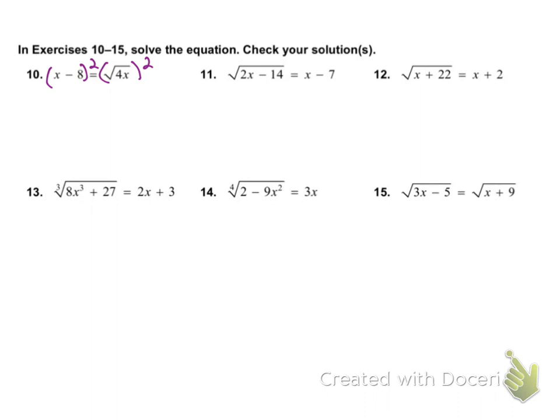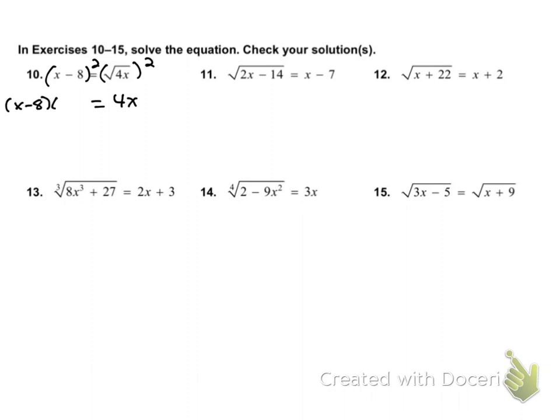Okay. Actually, I don't know why I just did that. I'm just going to, hold on. I'm going to do it. I had already done it. I don't want to do it twice. Square both sides. And that's going to give you 4x on the right side.